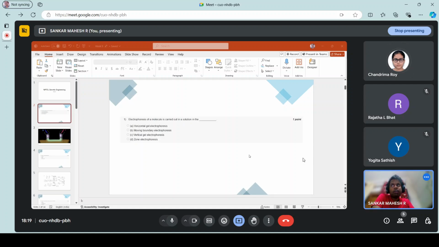The proteins have a specific number of SDS molecules based on the length of the protein, based on the number of amino acids. But the movement is only due to the mass. Okay.